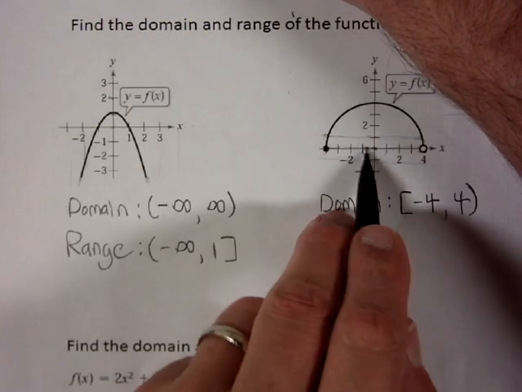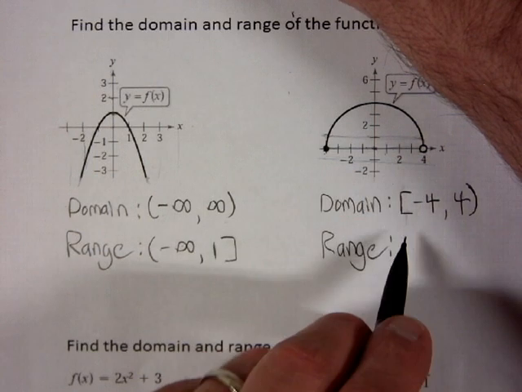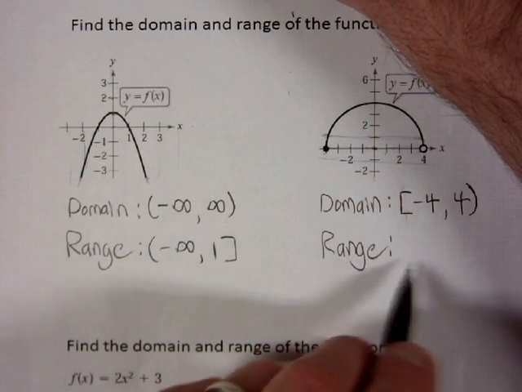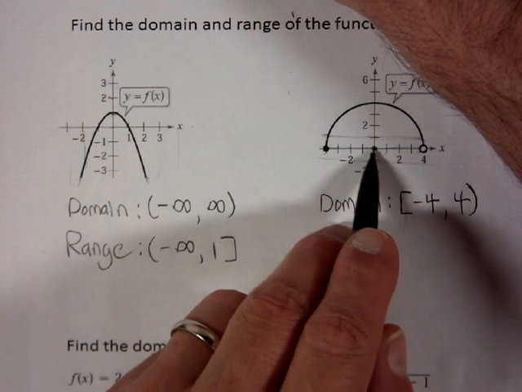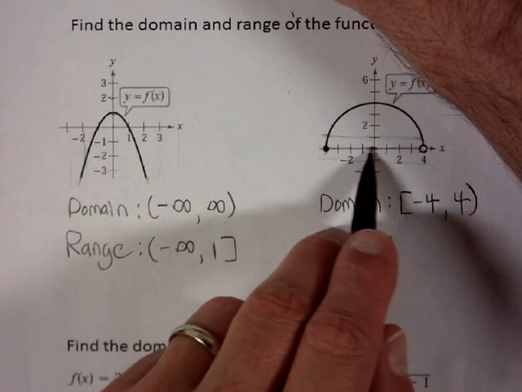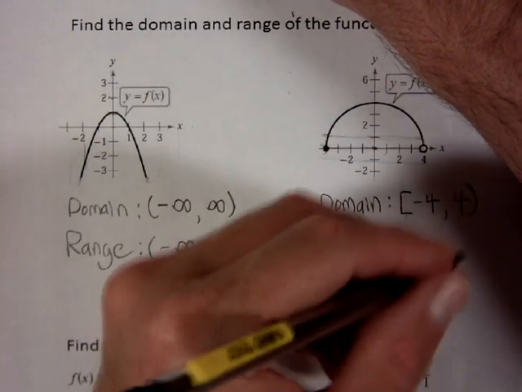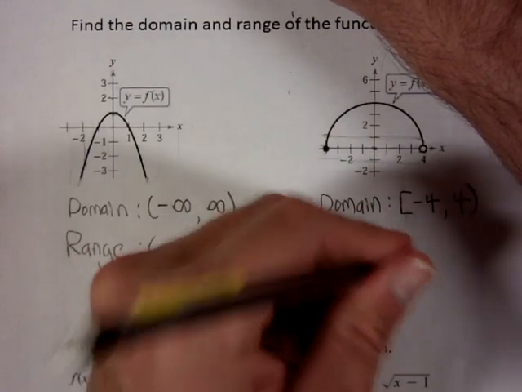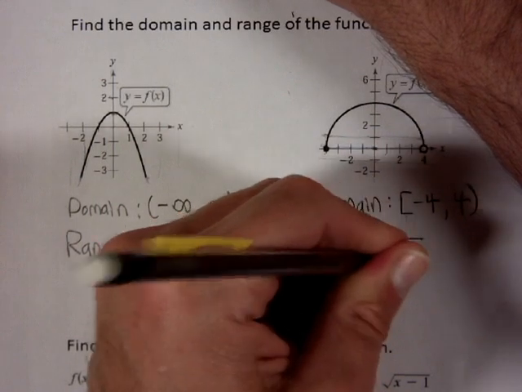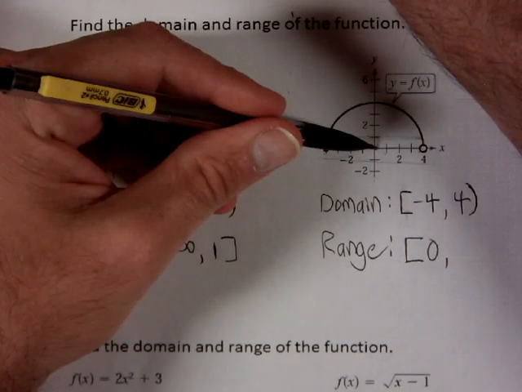Now, here's the question. Does it include 0 or does it not include 0? In other words, do I need a parentheses or a bracket here? Well, let's see. Is 0 a value? Now, on this side, it doesn't hit 0, but on this side, it does. So if it hits it anywhere, it includes that value. If the value is included, then I need a bracket. So the range goes from 0 to, what's the upper bound?